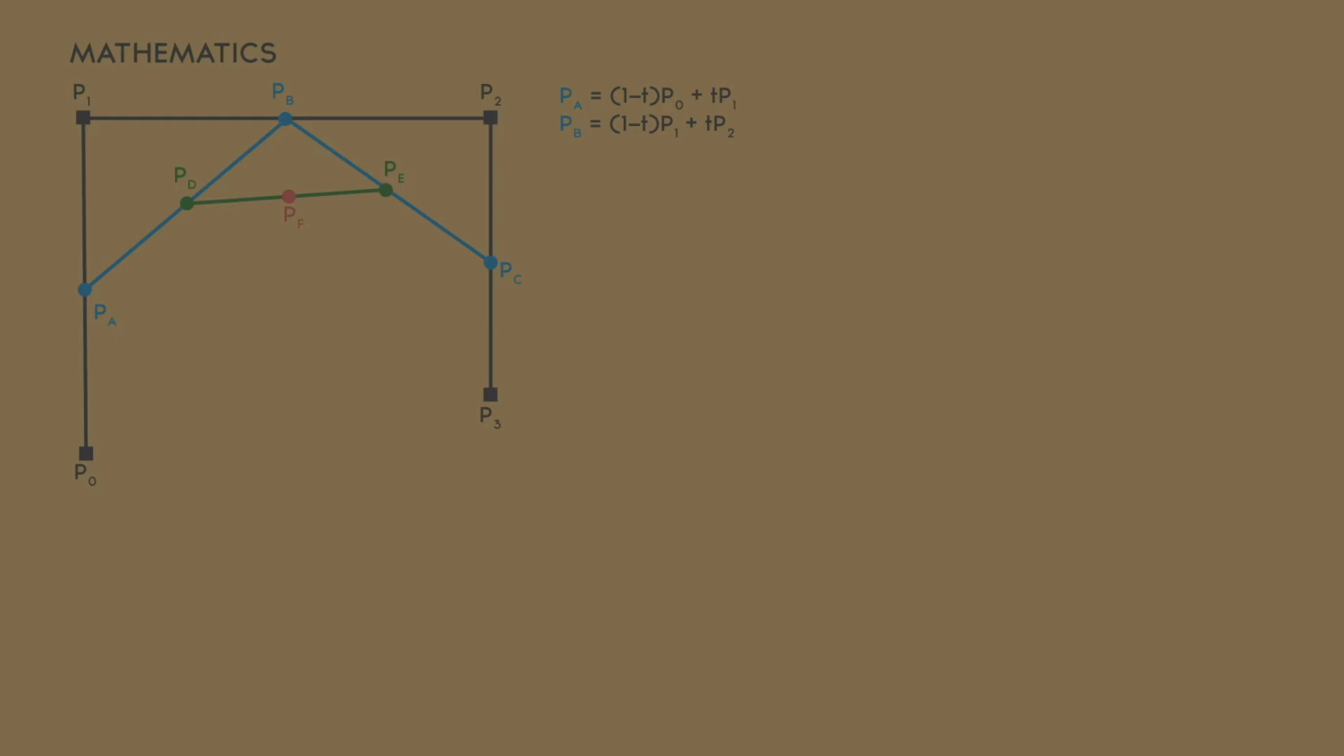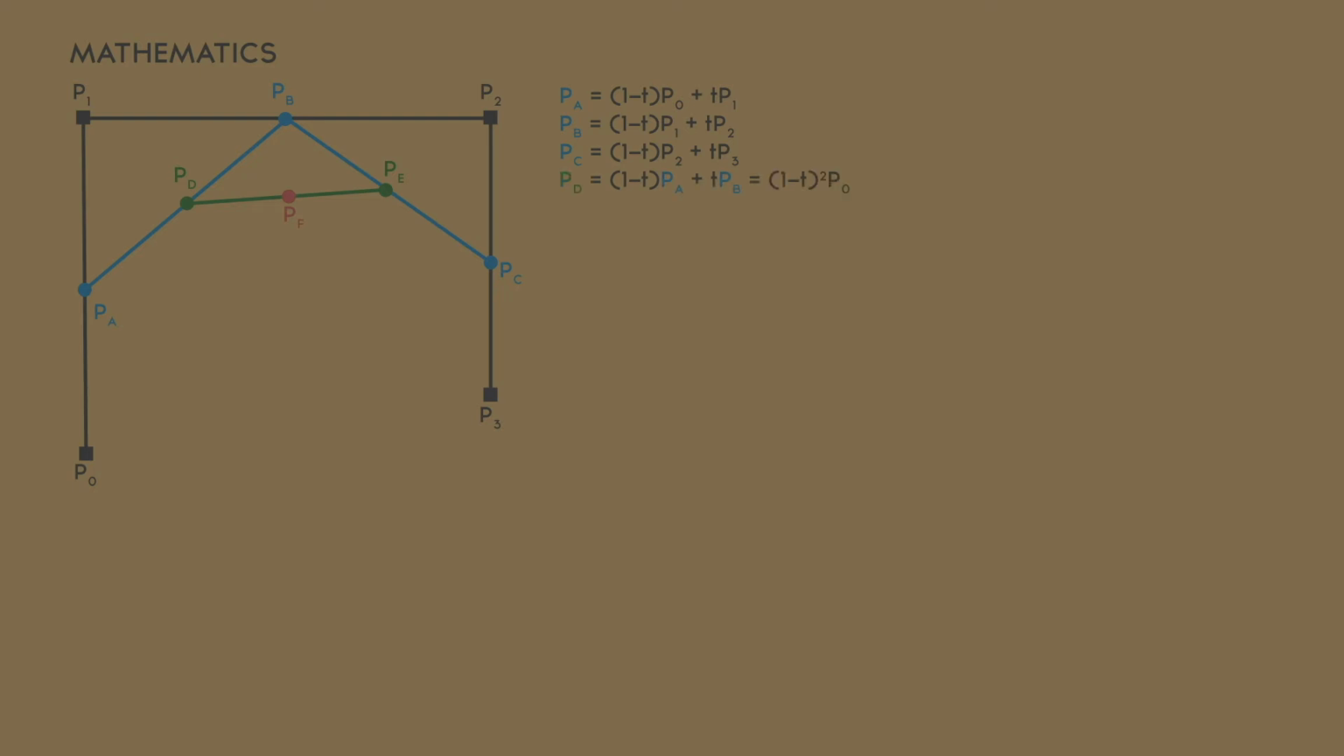We need to lerp between points 2 and 3, which will give us PC. And the math is (1 - t) times P2 plus t times P3. As I mentioned before, we have 3 points. We need to do it again. So we need to lerp between PA and PB, and that will give us PD, as in dog.